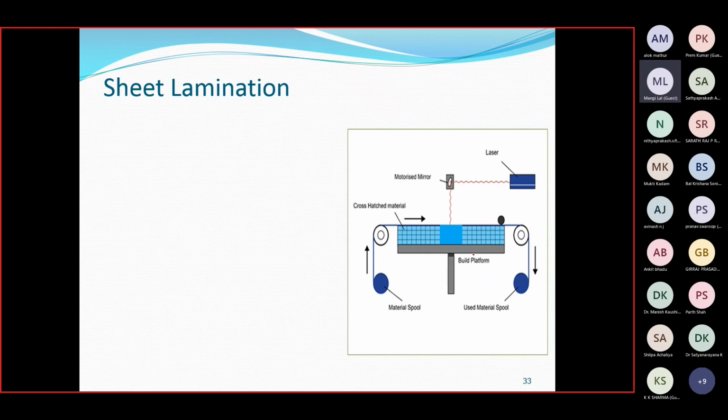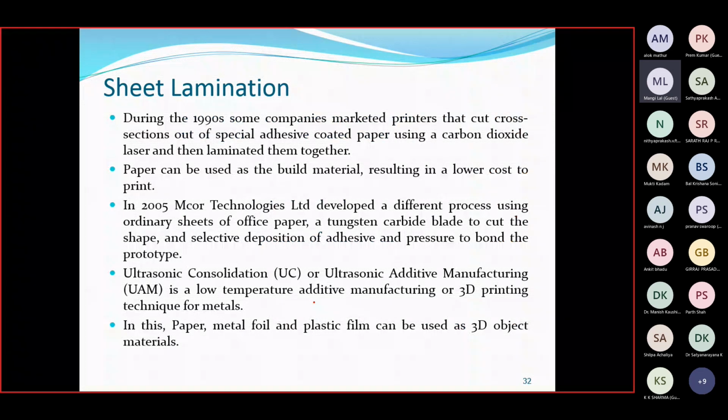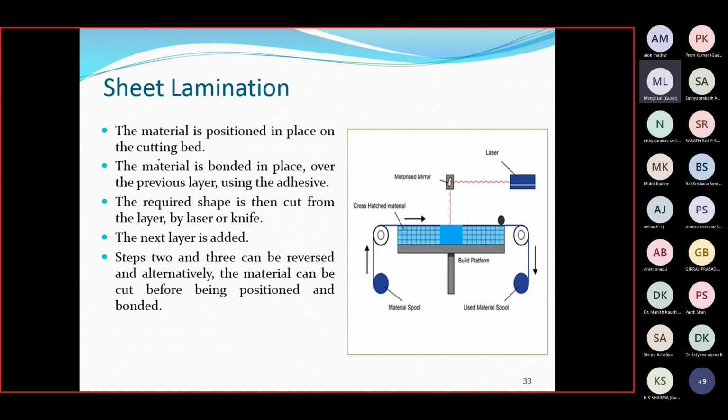So see, one layer, another layer. This is the roll of material which comes from here. It is showing a laser, but I will not say to go with a laser. You can use additive, low temperature additive. So plastic films or metal foils can be created with this. The material is positioned in place on the cutting bed, and it is bonded in place wherever needed over the previous layer using adhesive.